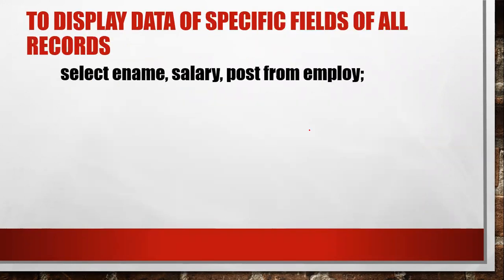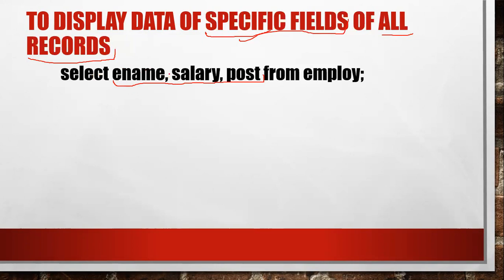Now let us see the second category, to display data of specific fields of all records. We want to see the records of all employees, but we don't want to see the information of all fields. We want to see specific fields only. Suppose in this example I have written select e-name, comma, salary, comma, post. If I write star after select, then all fields will get displayed. But if I want to display only specific fields, then what will I do?